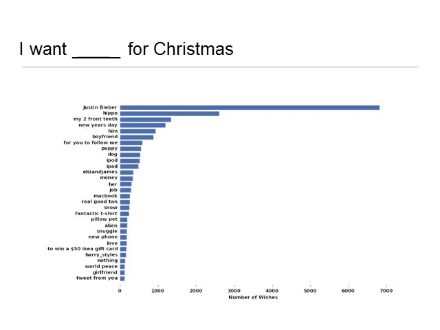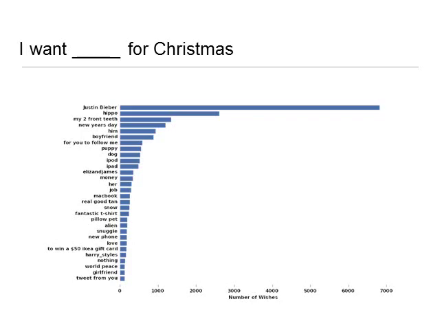So Justin Bieber, well, that's obvious. So you get huge 14-year-old girl signal on Twitter. And then we've got hippo and my two front teeth. What are those? Why are people wishing for those? That's right. So there's songs. There's Christmas songs. All I Want for Christmas is My Two Front Teeth. There's another song, I Want a Hippopotamus for Christmas. There's another one, New Year's Day.